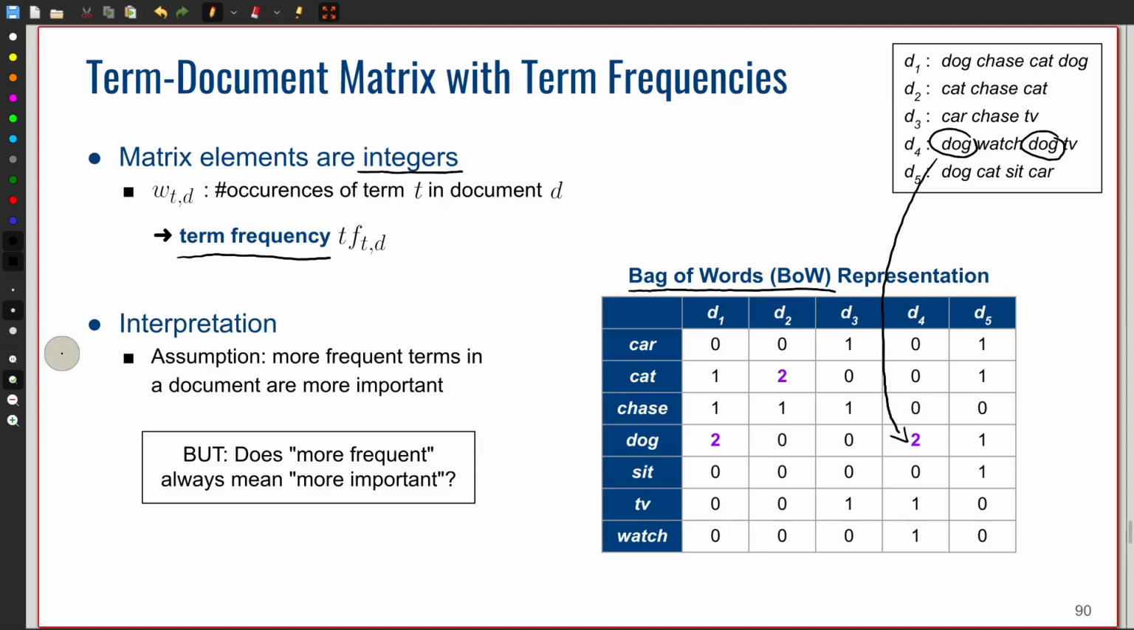And the general interpretation is that we most of the time like to assume that more frequent terms in a document are also more important. But we have to ask ourselves, does more frequent always mean more important? And as we will see later, the answer is generally no. And this will bring us to the TF-IDF representation.